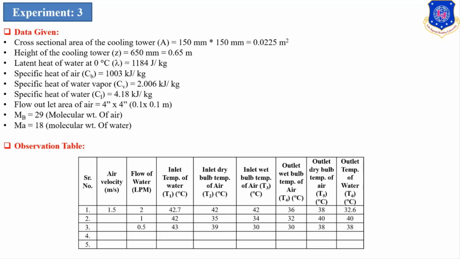So when we use the cooling tower, the inlet temperature of water will be high, but the exit temperature of the water will be low because of the cooling tower. The inlet temperature of air will be lower, but at the exit of the tower, the temperature of the air will be higher because of the heating. Okay, now switching to the calculation portion.